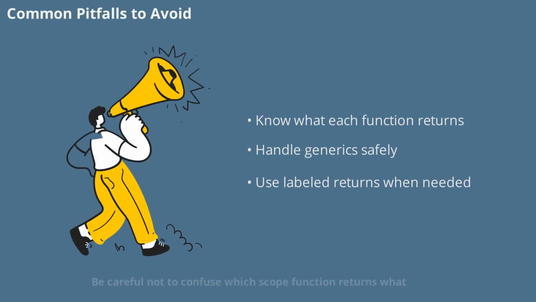Be careful not to confuse which scope function returns what or how they reference the object. Misusing in and out in generics can lead to type errors. Always check if you need a labeled return in higher-order functions to avoid unexpected behavior.